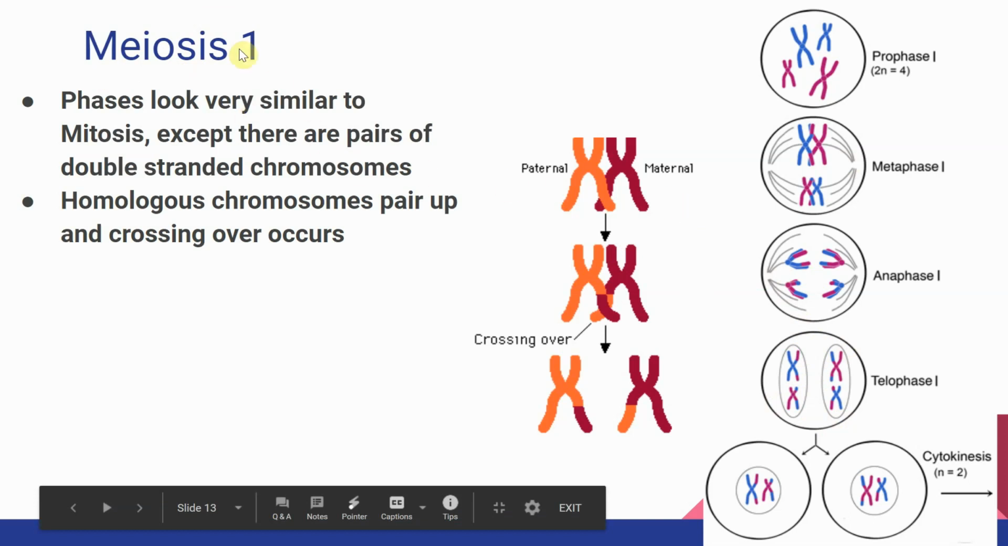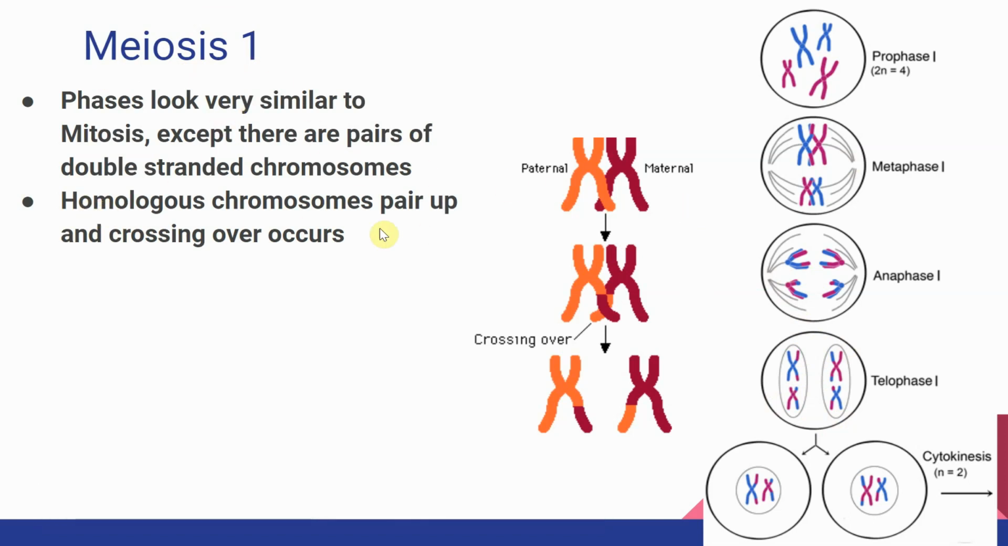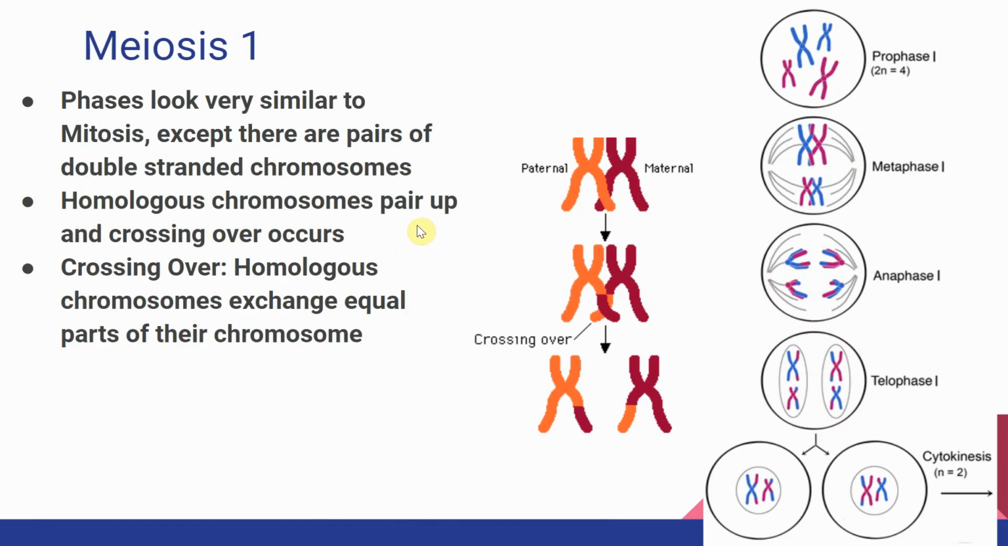So the main thing you want to keep in mind for meiosis I is that this is where homologous chromosomes pair up and crossing over occurs. To give us a definition for crossing over, in case it wasn't completely fleshed out on the last slide, crossing over is a process where homologous chromosomes exchange equal parts of their chromosome.